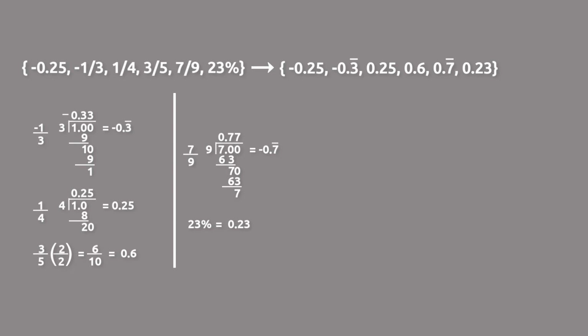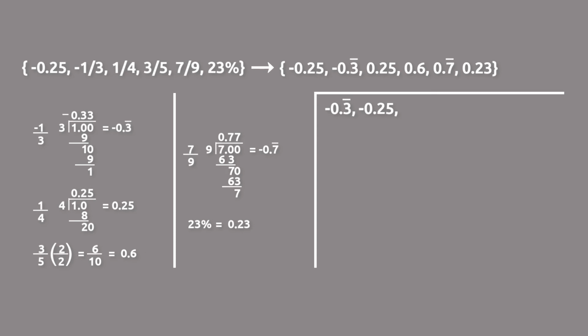If we order those numbers, what is the smallest number? Well, we have negative numbers, so what's the most negative? The most negative is negative 0.3 repeating. Remember, if it's bigger in the negative direction, that means it's less than, because it's further to the left in the negative direction. And then our second negative number is negative 0.25. Let's go ahead and mark these off as we go.